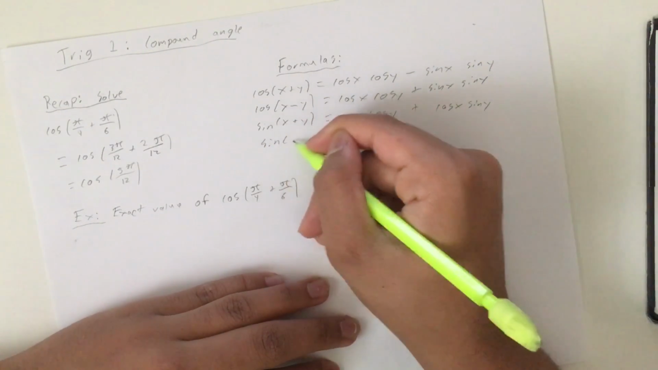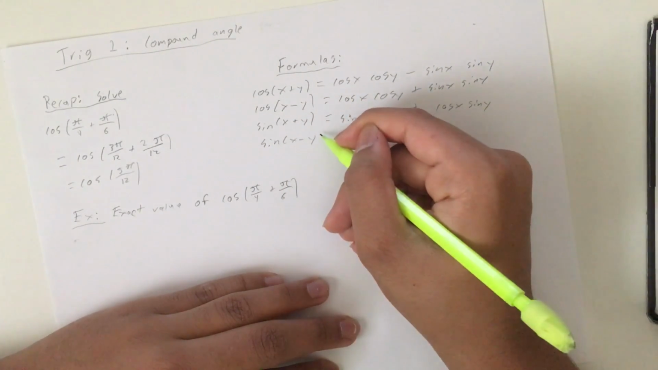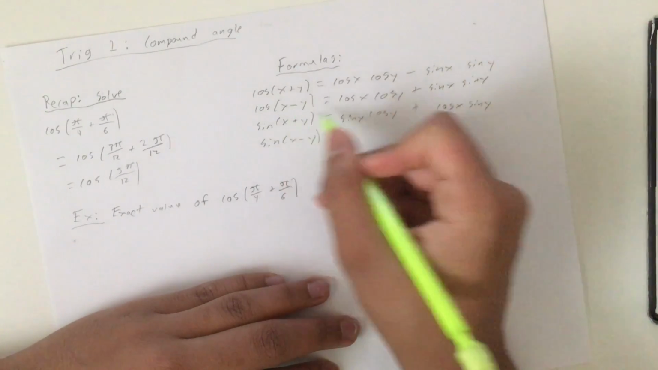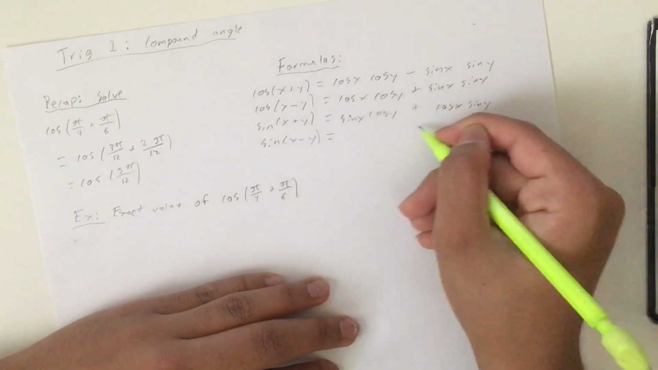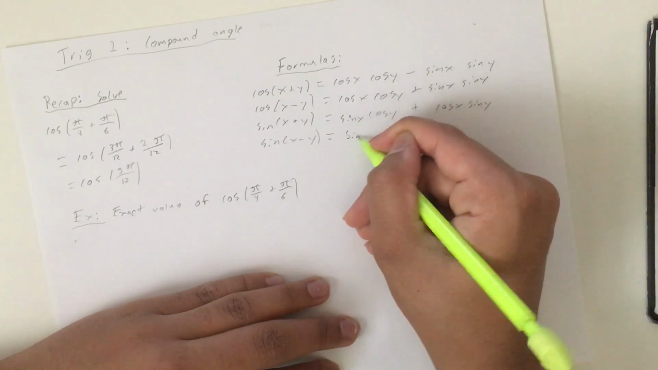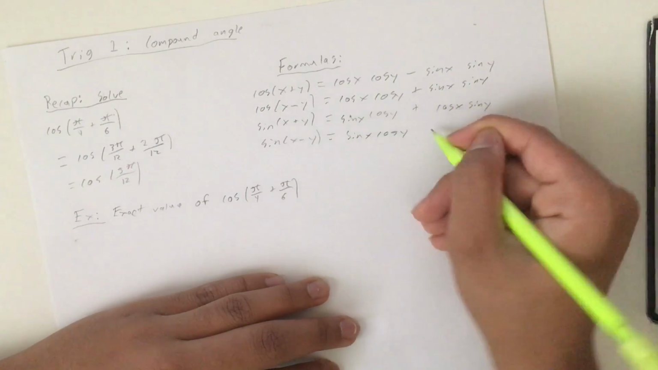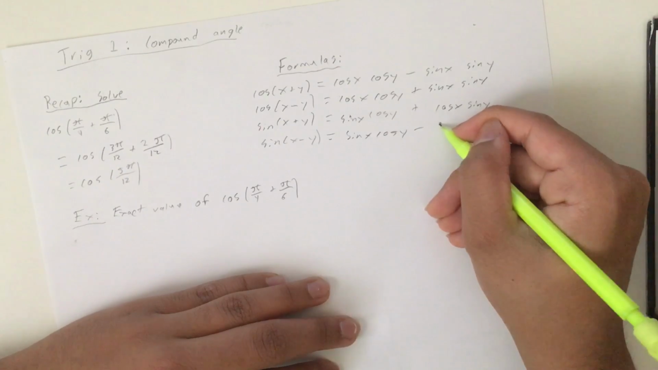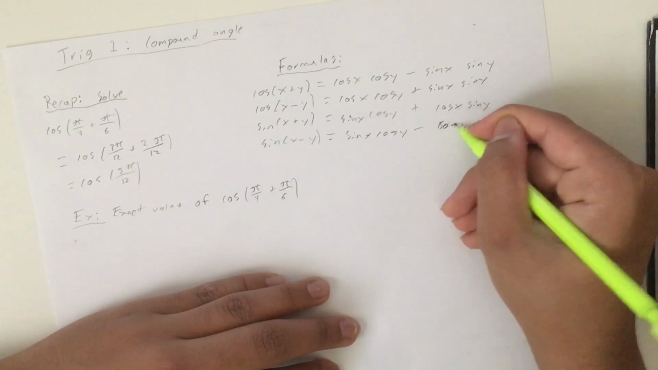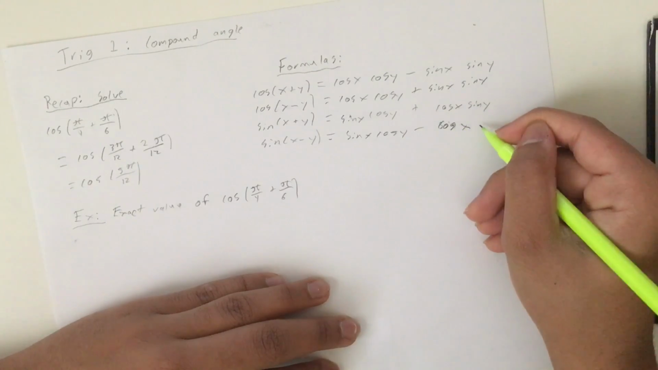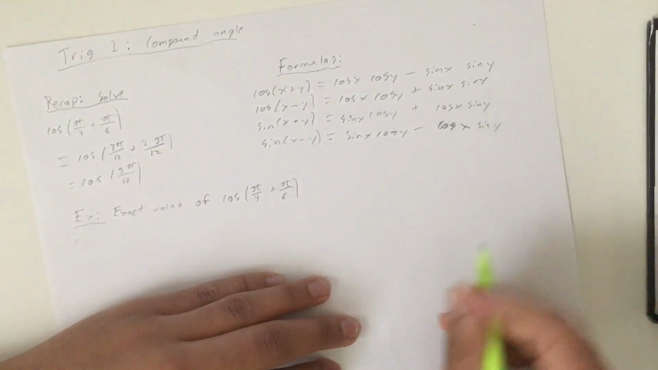Then you have sin(x minus y). This is similar to these two's relationship, as you just switch the minus sign, so the minus sign will be the same, so it will be minus here. So sin x cos y minus cos x sin y.